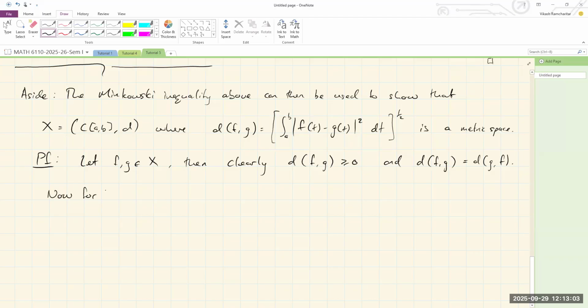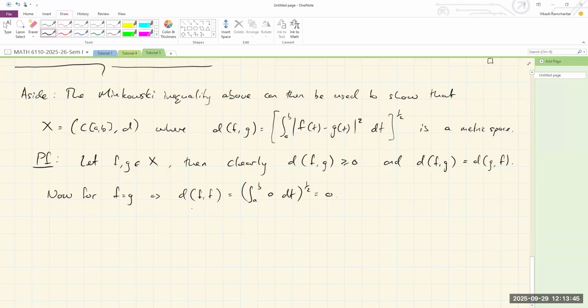Now if I set f equal to g, then this implies that d of f, f is just equal to the integral from a to b of zero, which is equal to zero. So when I put in the same point, I get zero. However, if the distance between two points f and g equals zero, you have to be careful here.